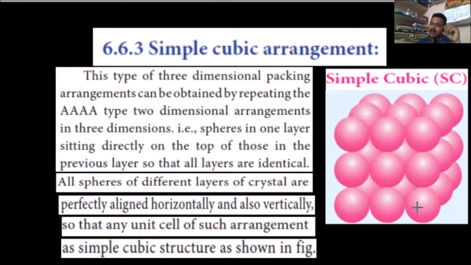If you are concerned with only the first layer, then you observe all the spheres there. The second layer spheres are exactly above the first layer spheres, and the third layer spheres you are observing are exactly above the second layer spheres, so this is A layer, and after that also the same layer only, and after that also the same layer only.